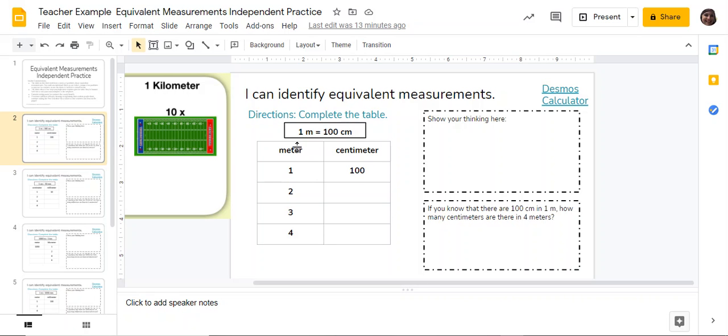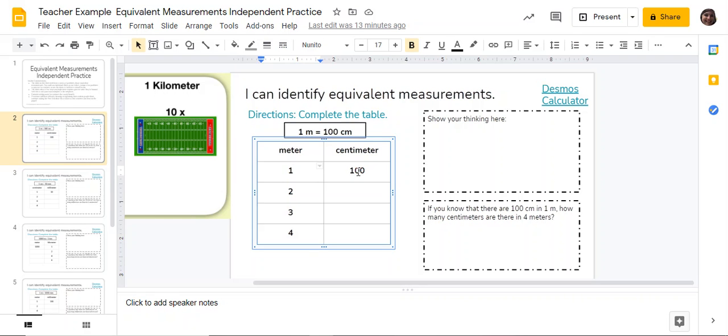what is that in centimeters? So they told us already 1 is equal to 100. So now I'm just saying, okay, what if I had 2? Well, that would just be 2 times 100, which is 200. I do the same thing for 3 and 4. I'm multiplying this number, my number of meters, by 100. So 3 equals 300 centimeters, and 4 meters equals 400 centimeters.